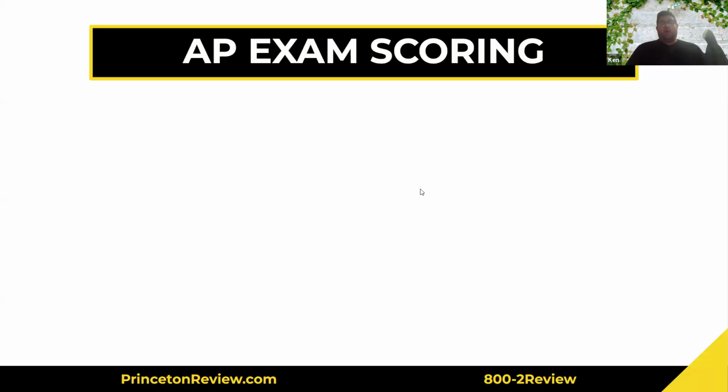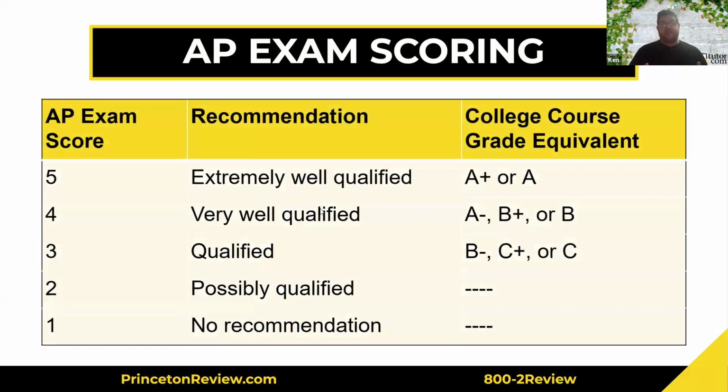Now, before we get too into the differences between Lang and Lit, we mentioned before that you want to score a 3 or higher. Well, let's look at how the College Board and colleges view those results. Basically, if we score a 3, College Board is saying to colleges that this student is qualified in this subject area. They have shown enough competency that they know the subject.